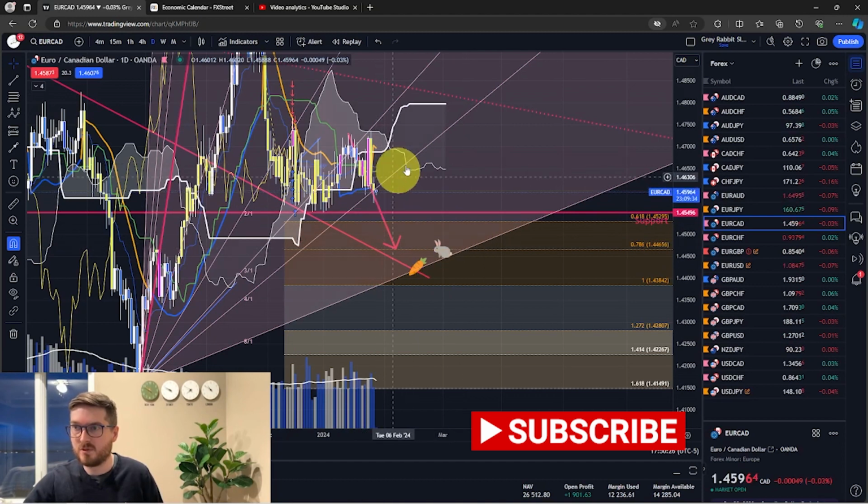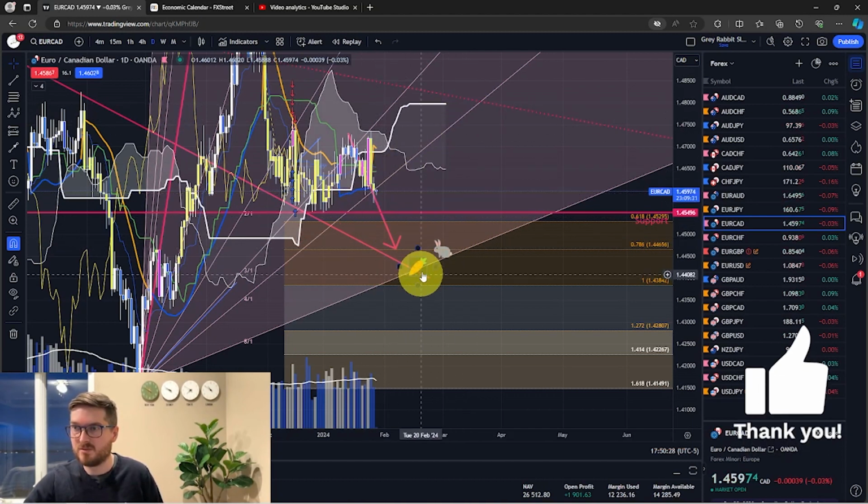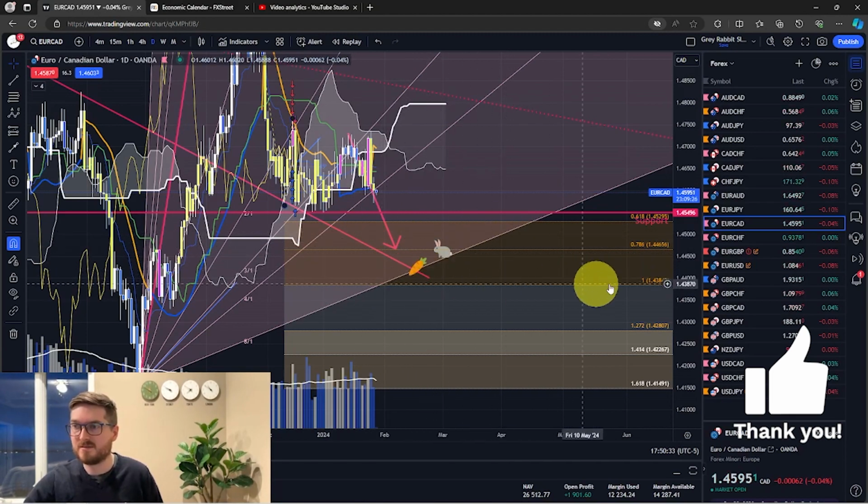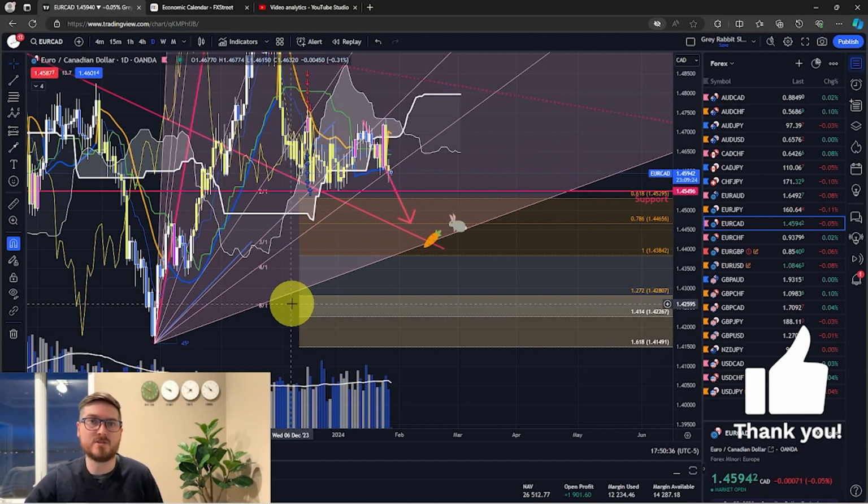So we've already closed below this Ganfan level. So usually the next retest is on the next fan level. So expect further downside for this pair, but this is EuroCAD. Real special pair, guys. Keep an eye on this one.